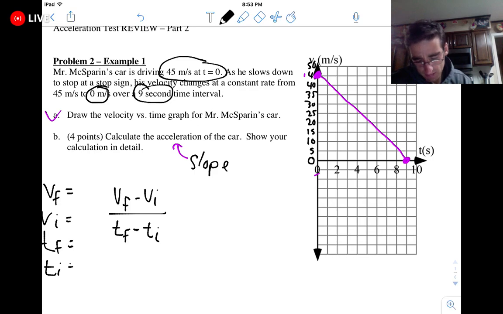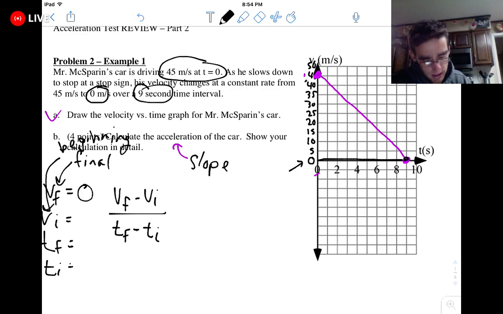Remember that Vf, that's final, or the end. So at the end, my velocity was 0. Vi is initial, which means beginning. So at the beginning, my velocity was 45. Now my time at the end, remember, that's right there, my time at the end was 9. My time at the beginning, right there, was 0. So now I'm just going to plug those in.